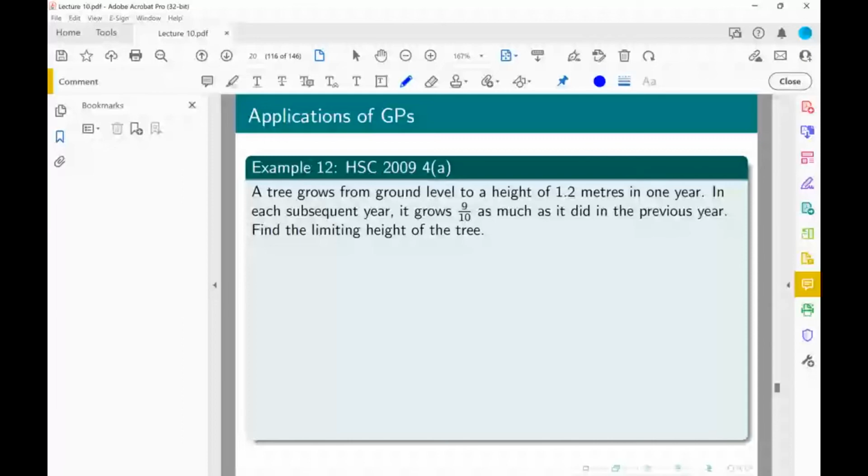Well, what's the first thing we would note about the height of this tree? I think the first thing is to give it a name, right? So let's call it Tn. Yeah, so let's say that the tree grows by Tn in the nth year. Now, what can we say about Tn?